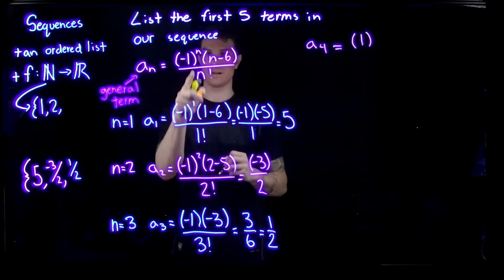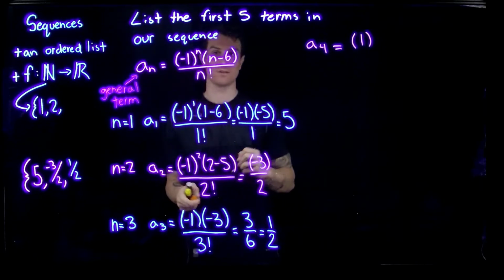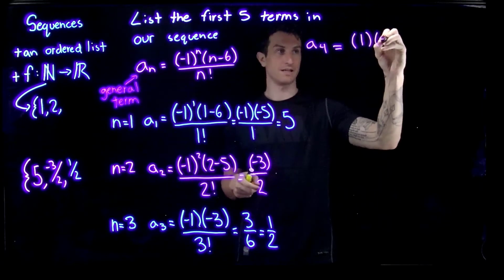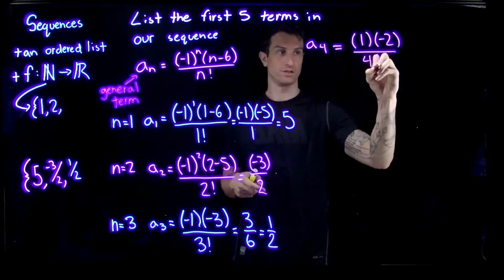Right, anytime it's going to be odd, this part is going to be a negative number. Anytime it's even, it's going to be a positive. 4 minus 6, negative 2, over 4 factorial.